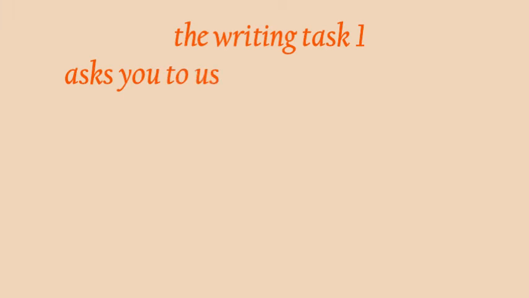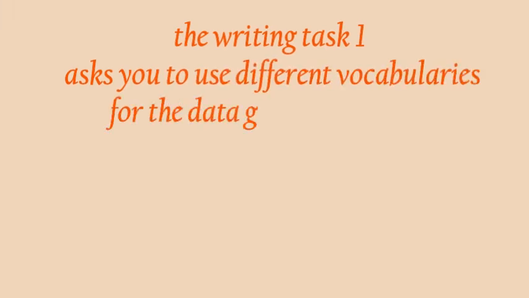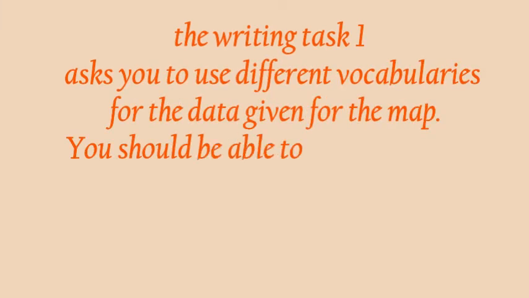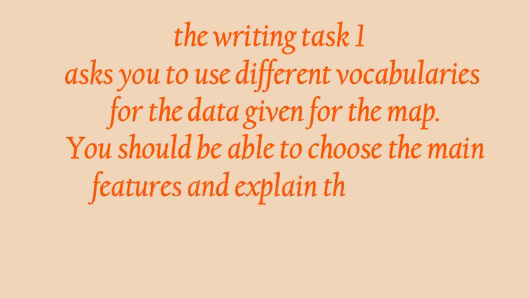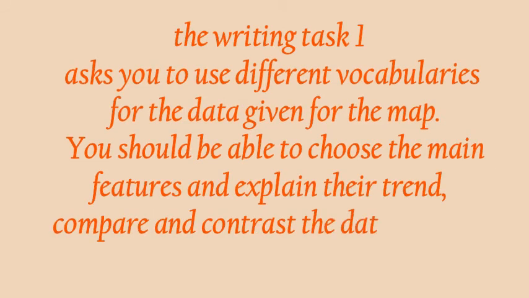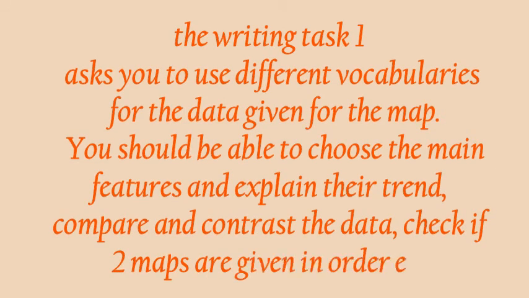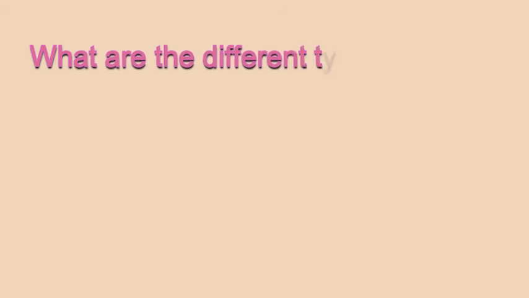Writing task 1 asks you to use different vocabularies for the data given for the map. You should be able to choose the main features and explain their trend, compare and contrast the data, check if 2 maps are given in order, etc. What are the different types of maps?